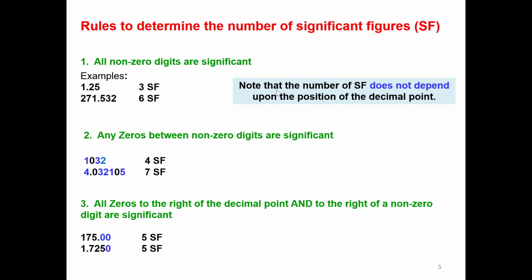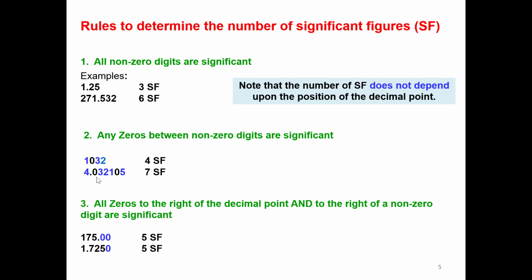It's important that you see the number of significant digits doesn't depend on the position of the decimal point. It just depends on the number of digits we have in the number. Then, any zeros between non-zero digits are significant. As the 0 is between 1 and 3, it is significant.